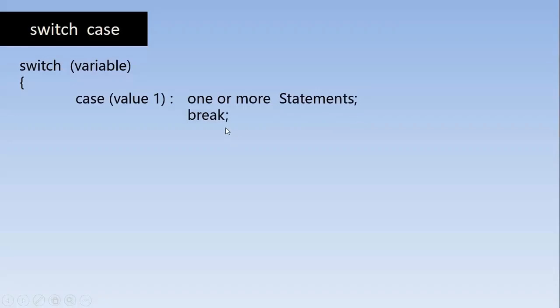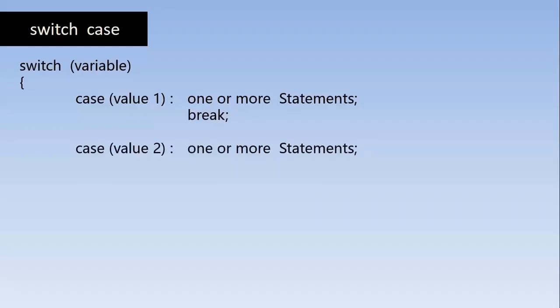At last, after all the statements, we'll put a break. Break is a keyword which stops the execution of this particular block, skips the rest of the code, and brings the control out of the switch structure. So when value 1 is not matched with the given variable, we go and check for a match with value 2.